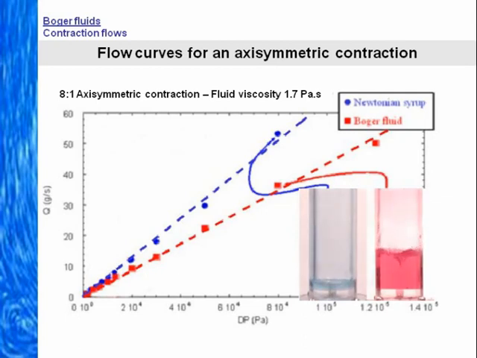We see plots of pressure drop versus flow rate for both liquids. Clearly, in the axisymmetric case, where vortex enhancement is in evidence, the flow rate for a fixed pressure drop is significantly lower in the case of the Boger fluid.